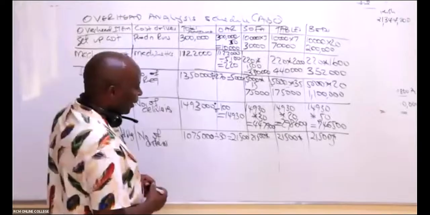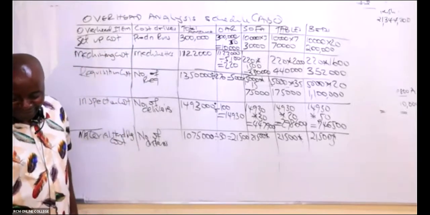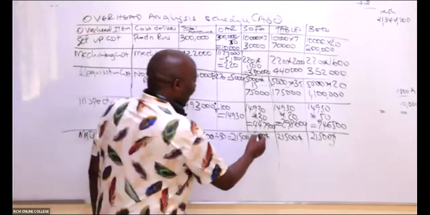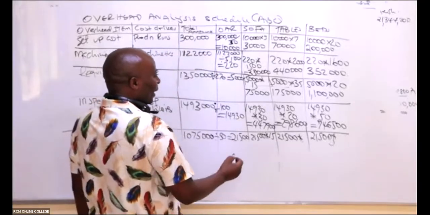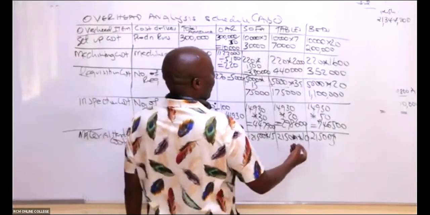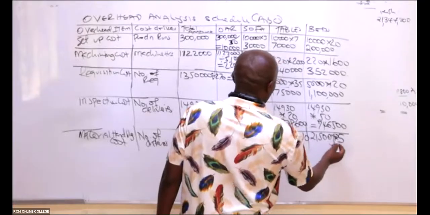22,500. Number of orders. 15. The number is 15. How about tables? 10. How about beds? 5. Thank you so much.